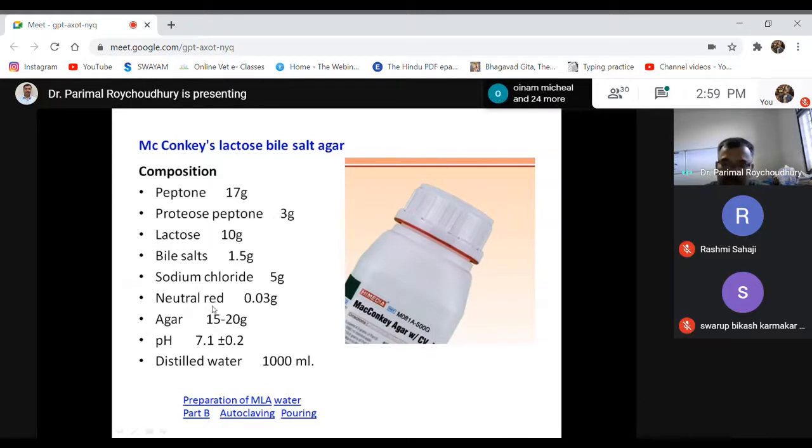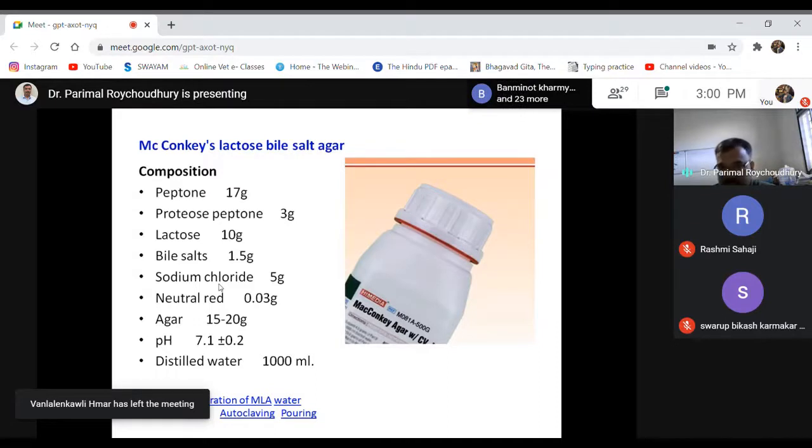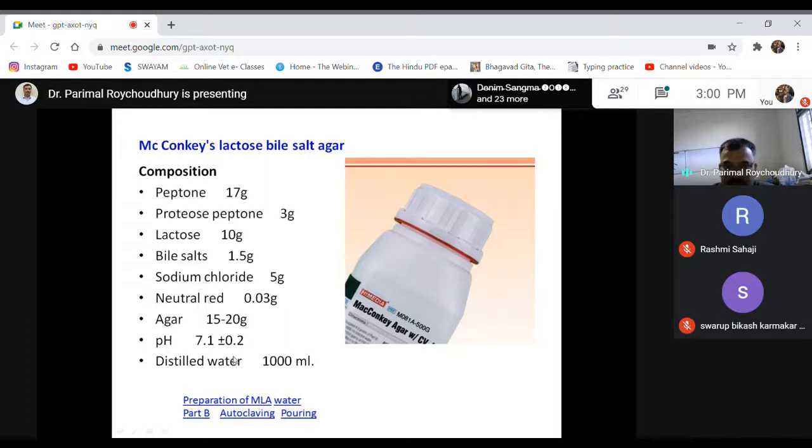It is the neutral rate. At the neutral pH, the media becomes a light red color. But when lactose fermentation occurs and more acid is formed, the intensity of the red color increases. And when it becomes more alkaline, towards pH 8 or 9, the whole colony becomes pale. They lose the color because of the presence of the neutral red indicator.